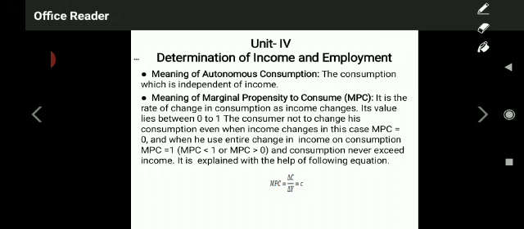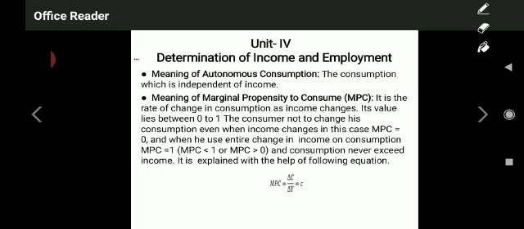Okay, I hope you understood. If there is a direct relationship between income and consumption, at that time MPC is equal to 1, for example. If there is an inverse or opposite relationship between income and consumption, at that time the MPC value lies at 0, for example. And sometimes MPC may be less than 1 or more than 0. But always this value lies between 0 and 1.